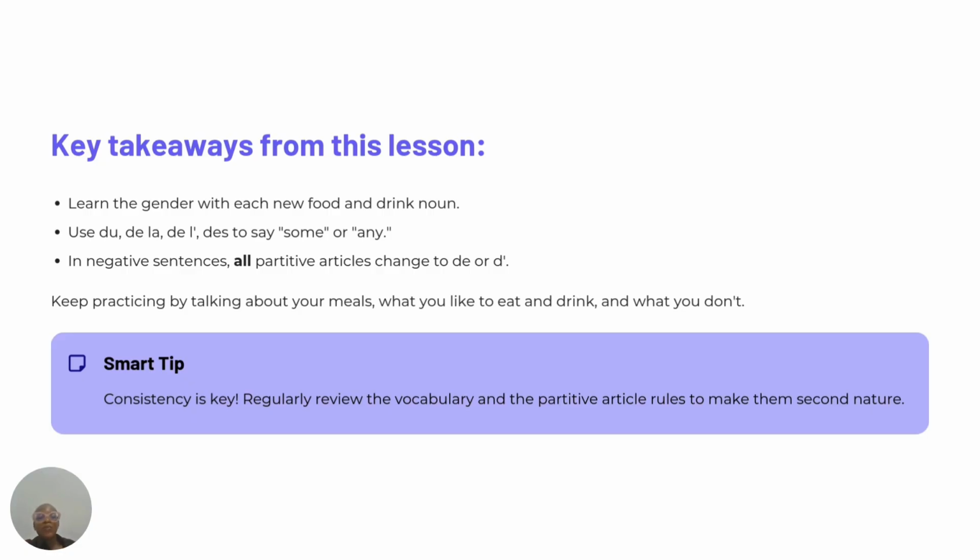Remember, you can use the verb préférer, that is to prefer, and you can also use the verb aimer, which is to like, or détester, which is to hate, when you are telling us about your favorites. All right, that is absolutely amazing.